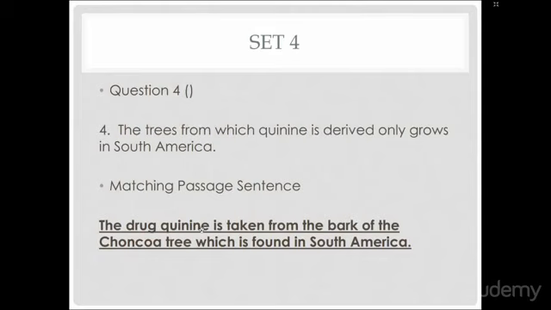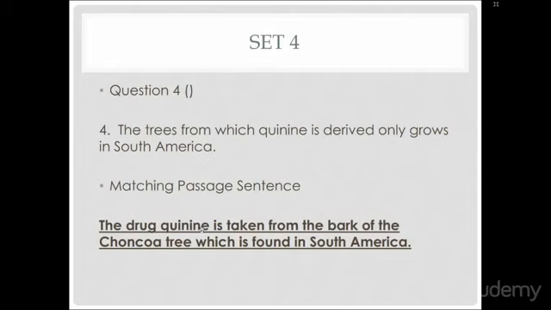Number 4. The trees from which quinine is derived only grow in South America. All right, the matching passage sentence: the drug quinine is taken from the bark of the cinchona tree, which is found in South America. All right, you should stop the tape if you want to answer it yourself.